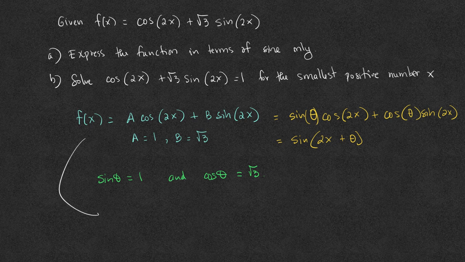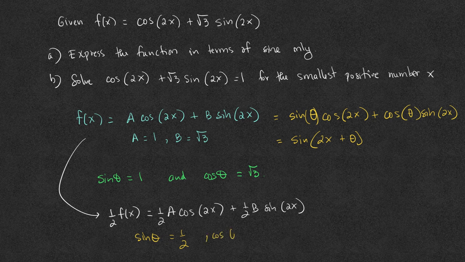To work around this, we multiply the left-hand side by 1/2 and the right-hand side by 1/2. And so we have 1/2 a cosine of 2x plus 1/2 b sine of 2x. This is only 1/2 of f of x. Then sine of theta now needs to be 1/2, and cosine of theta needs to be root 3 over 2, that is, a over 2 and b over 2.